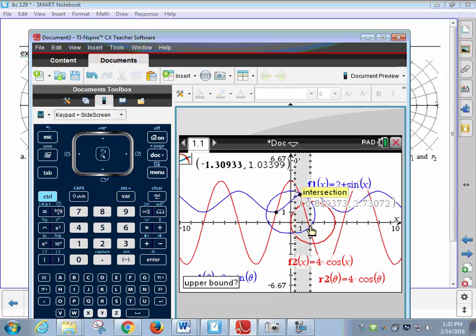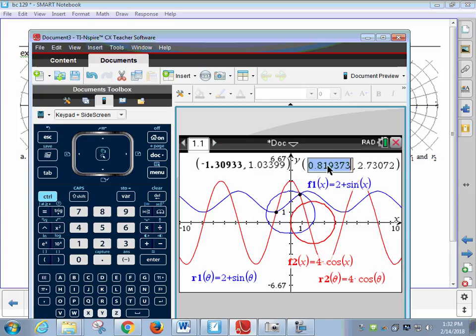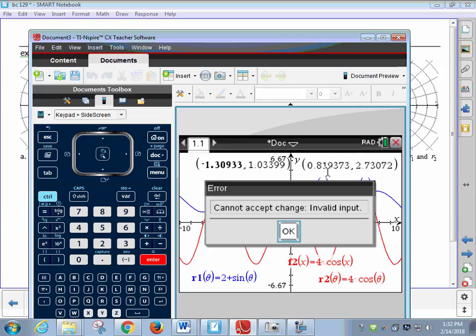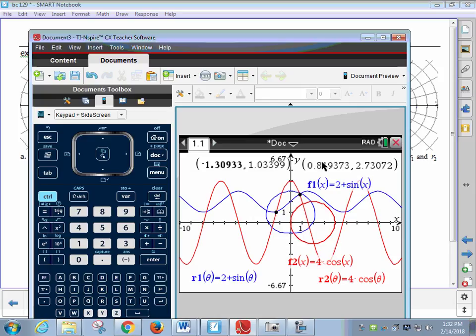Did you get 0.819 for the other? Pick the two intersections that are closest to the origin, I believe that's probably the best way to go. Do you have those stored to A and B? Can you explain which one is which? It is pretty convoluted, I gotta say.